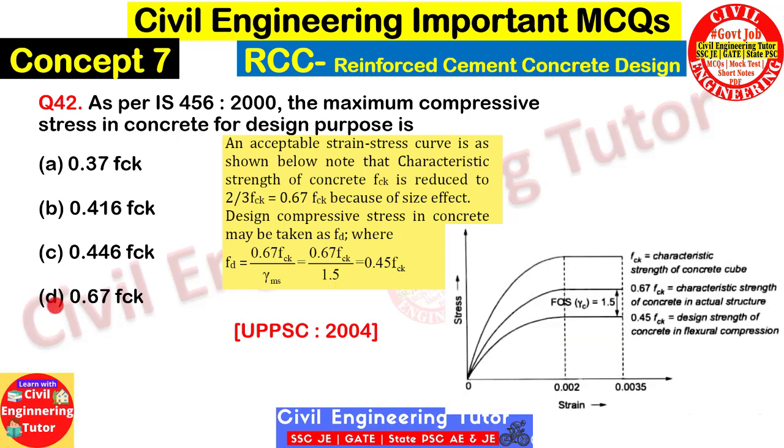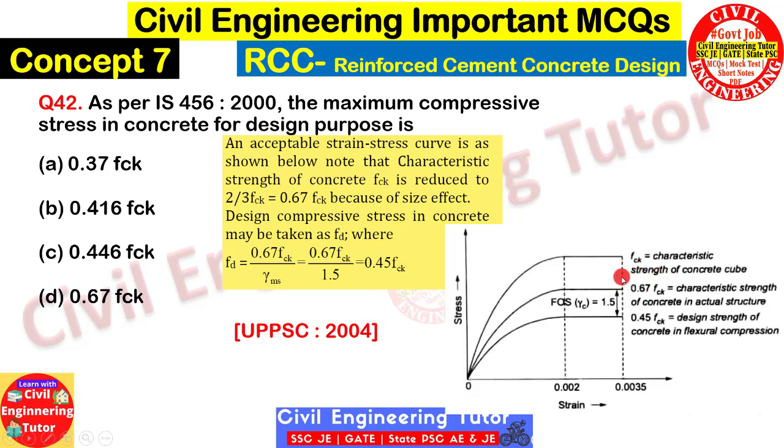Similar question, the maximum compressive stress in concrete for design purpose, 0.446 FCK or 0.45 FCK. In this graph you can see that FCK is the characteristic strength of the concrete cube. So when we are testing a cube, that strength value is FCK. This is the graph for that case. Now the cube has a limited size. What is the size of the cube? 150 mm by 150 mm by 150 mm. Now when we are testing a much bigger concrete element, like a beam which has a length of 5 meter or a column which has a height of 3 meter, the property will not be the same and the strength will obviously be reduced in that structure.